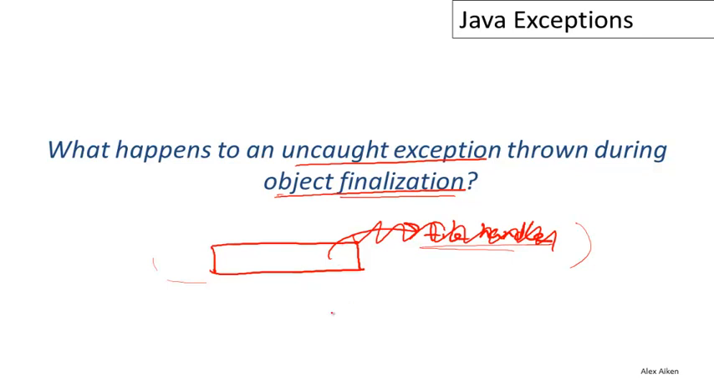And the answer to the question is no one handles that method, or nothing handles that method. The exception is simply dropped. And so any exceptions that happen during object finalization that are not handled within the finalization method itself are simply thrown away.